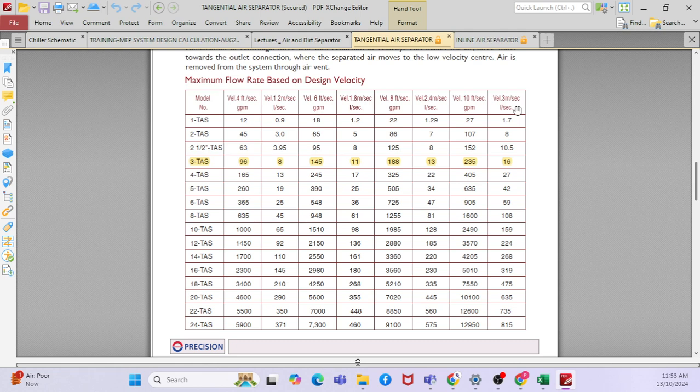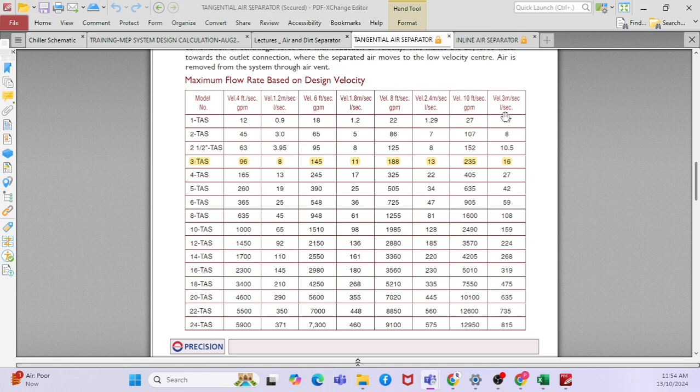So what is the purpose of 3 meter per second? Whatever small scale particles or air bubbles are in your system, or say you have some scale formation, that has to be carried in the water towards the air separator or dirt separator, so that it can be taken away there. So that is the design velocity. You will be designing at a velocity of, say, 3 meter per second. That is a nominal chilled water system as well.